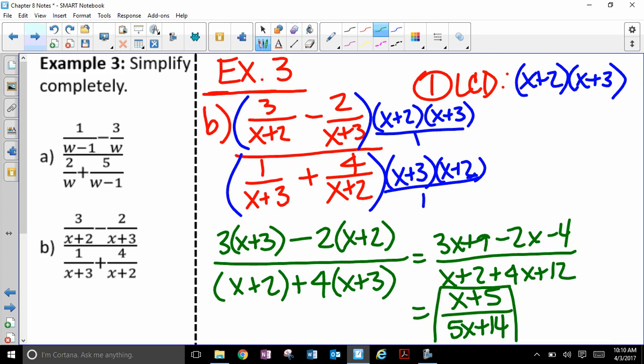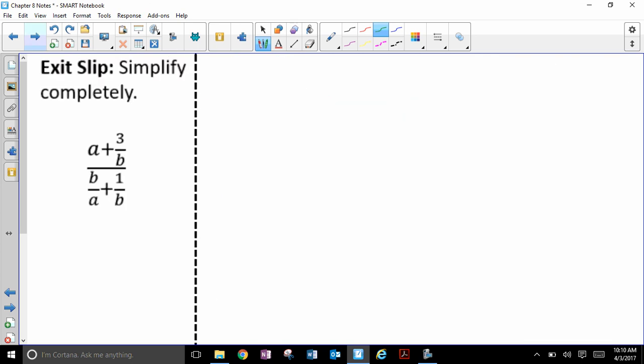All right, so now you're going to practice by doing the exit slip. We'll work the LCD together. So you put A over 1, the fraction. So what should your LCD be for this one? You've got a 1, B, A, and B in the 4 denominators. You should have A times B as your LCD for these. Okay, so now you're going to multiply this by AB and this by AB and get it going and simplify it.